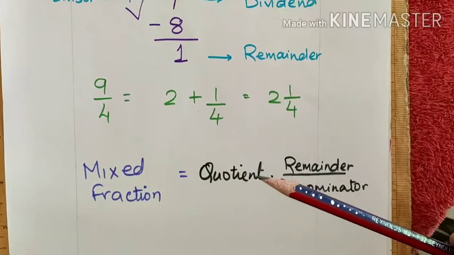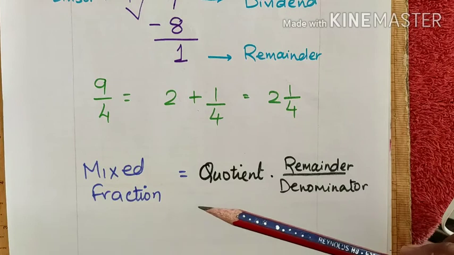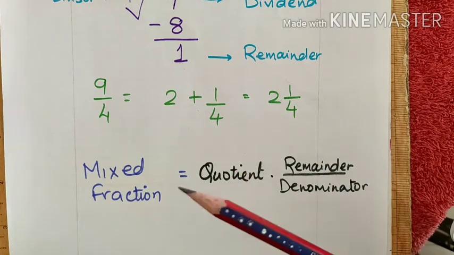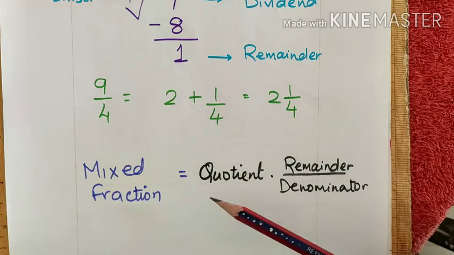And what is the rule and the formula to find out the conversion to a mixed fraction? Mixed fraction is equal to the quotient.